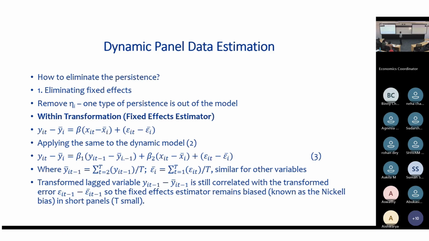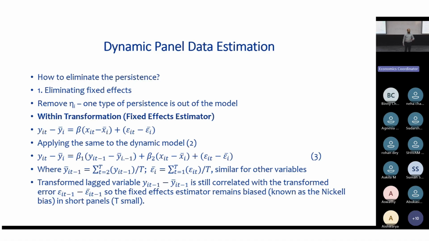Now, even after doing this transformation, we are not able to overcome these issues. Y(i,t-1) is correlated with the error term. So if Y(i,t-1) is correlated with the error term, then the estimates will be biased and inconsistent. This is what you call Nickell bias in the context of a panel data model.